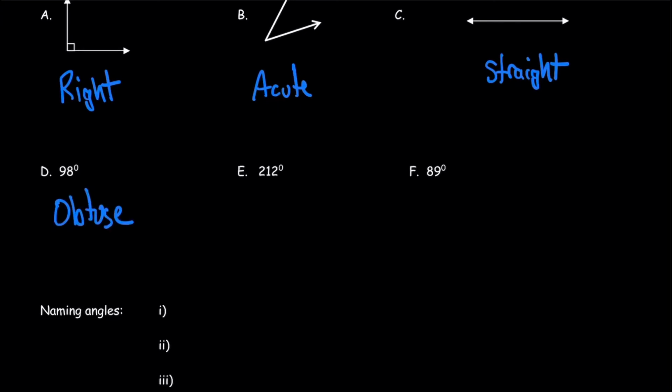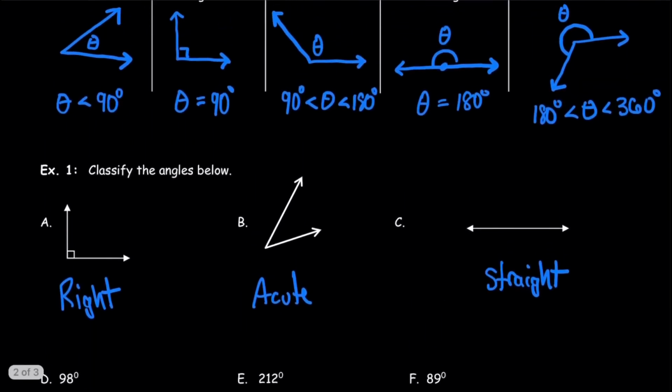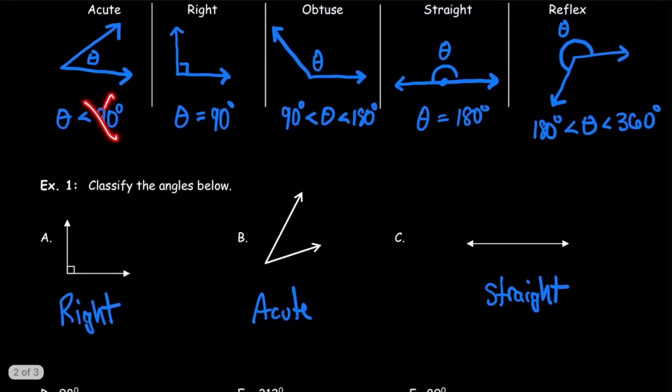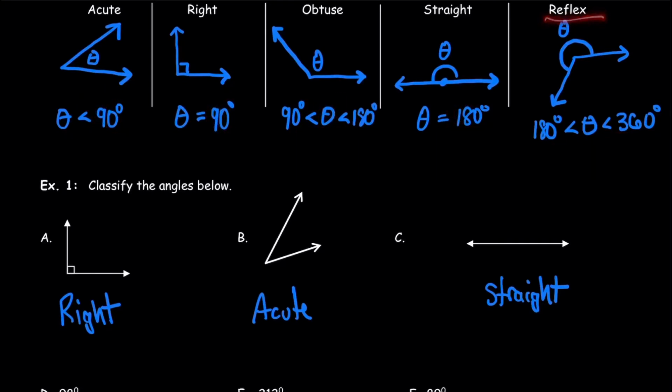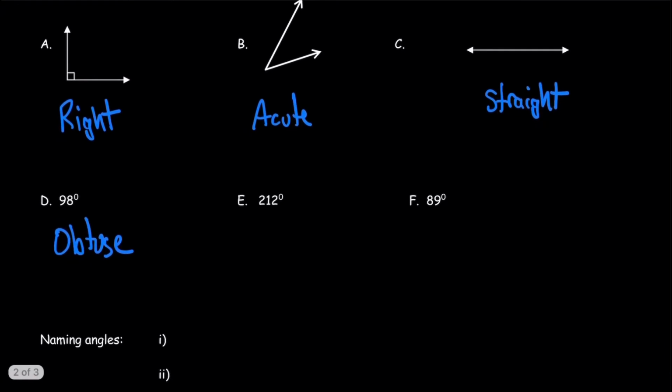Next, I've got 212 degrees. Well, same thing. 212, I'm going to go up here. Well, it's not less than 90. It's not equal to 90. It's not between 90 and 180. It's not equal to 180. 212 is between 180 and 360, so that's going to be a reflex angle. And 89 degrees is really close to 90, but it's not 90. So that's going to be less than 90. That'll be acute.